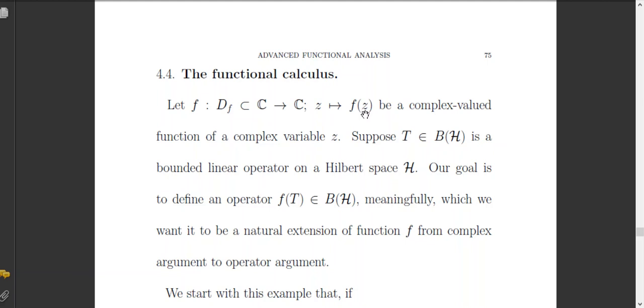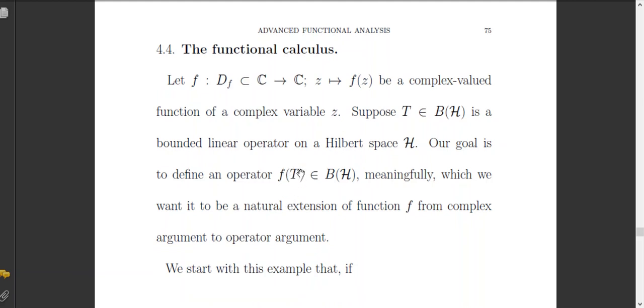Now we want to know how we can define f of T to be an operator, to be a bounded linear operator on H. Here you can see f is a function of the argument z and the value is a complex number, but here we want to define f of T. It means the argument is an operator, and then the value of f of T must be an operator. We are going to see how we can do this.